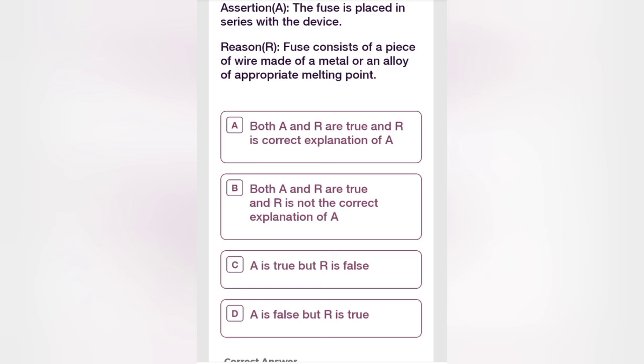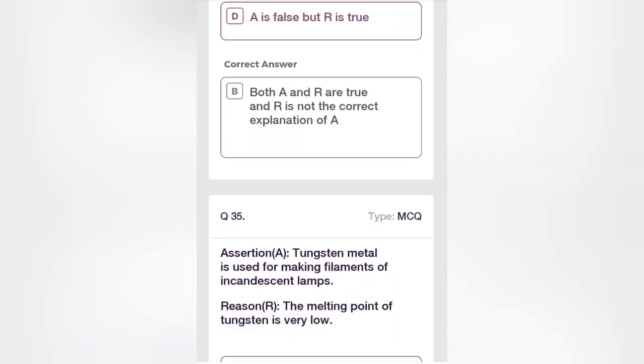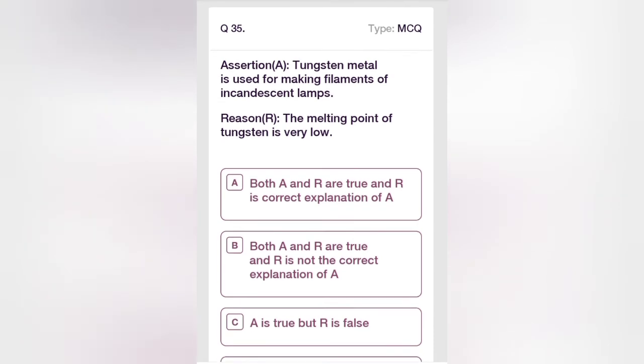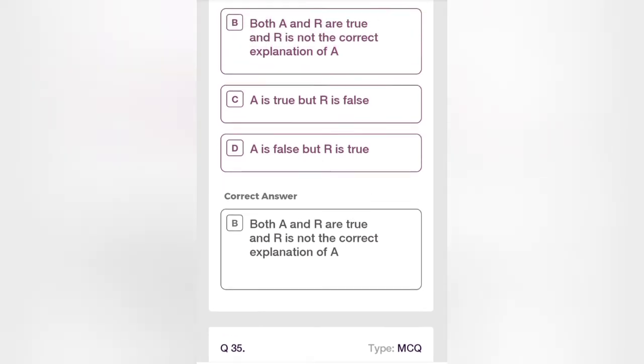But why should it be connected in series? It can be connected in parallel, no? So that must be the reason. So the reason is not appropriate. So option B is the correct answer.